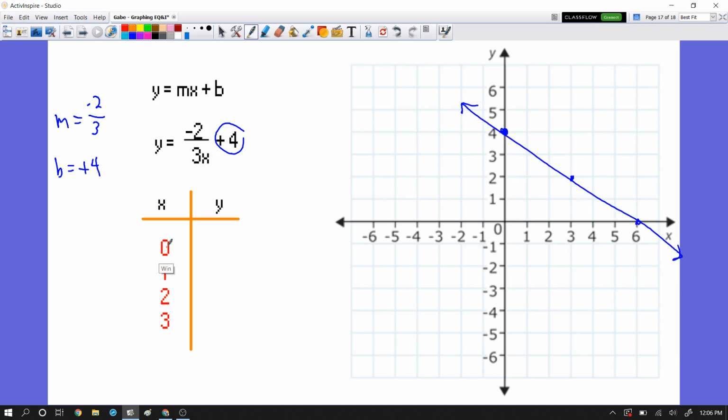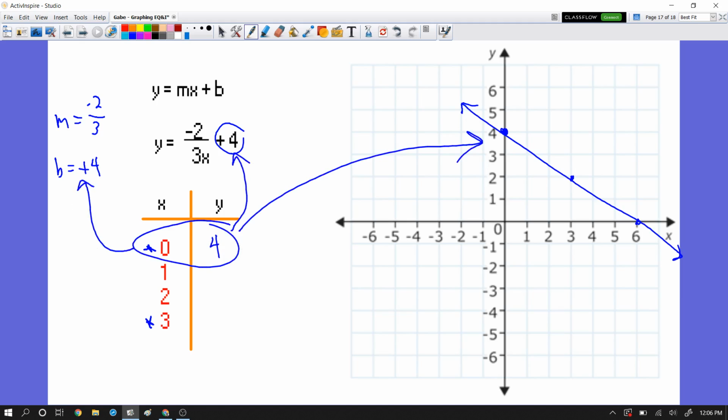So the reason I say this one's ugly is because this will work and this will work. Okay? Those are easy because they're divisible, right? 3, and finding a third of 3 is easy. 0, it's easy to find a third of 0. It's nothing. So negative 2/3 times 0 is 0 plus 4, and that's where your y-intercept is.